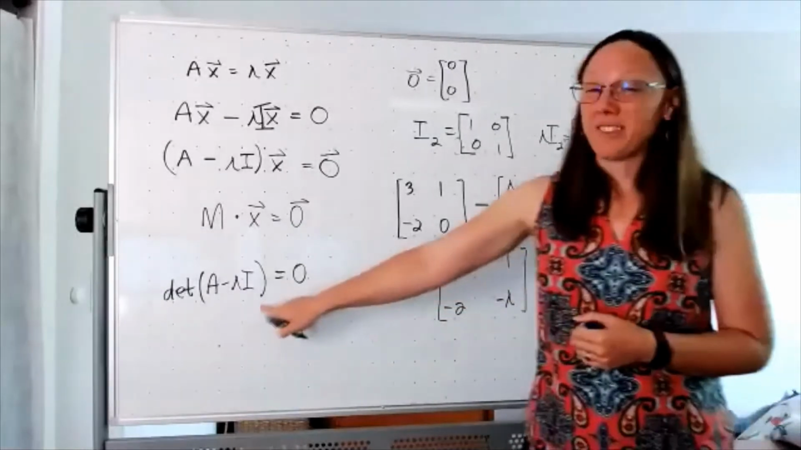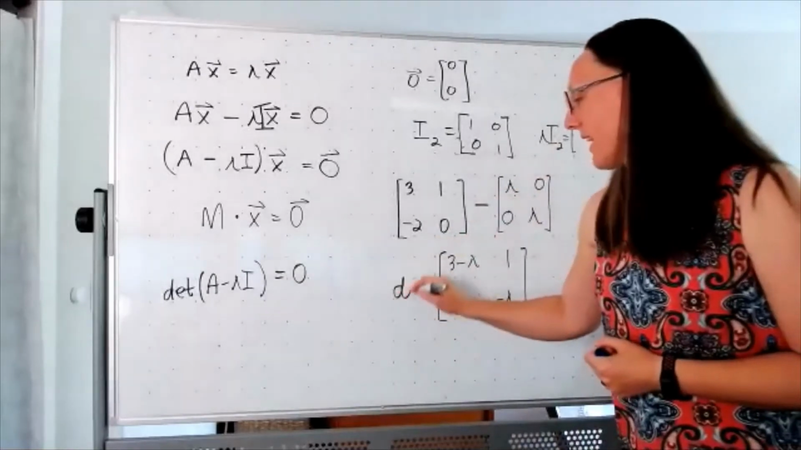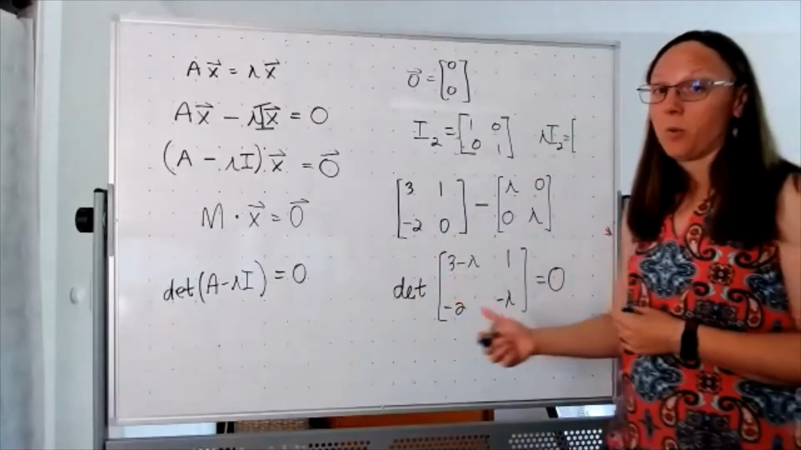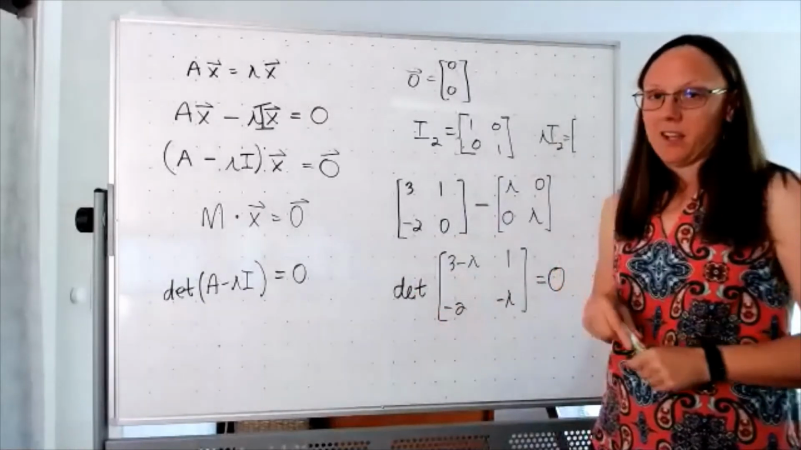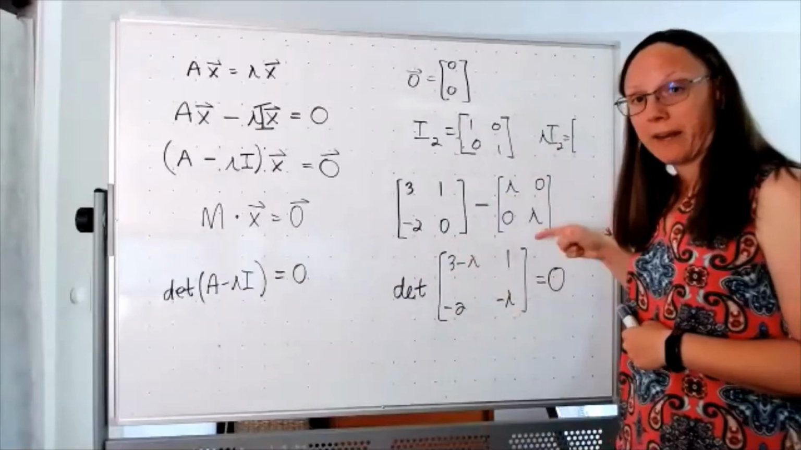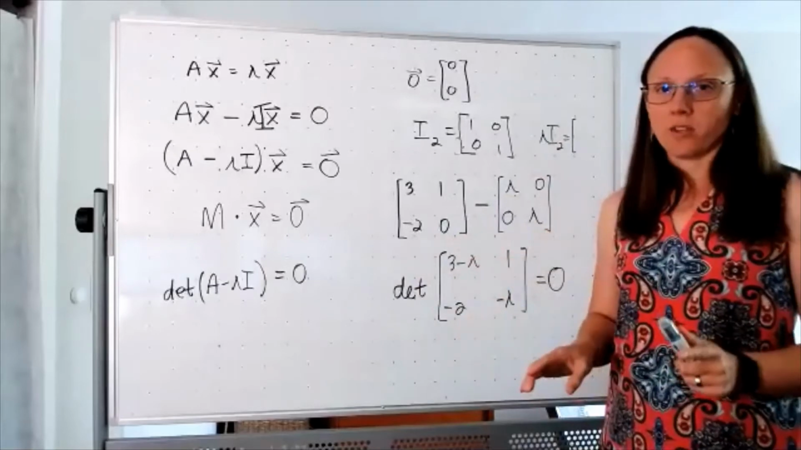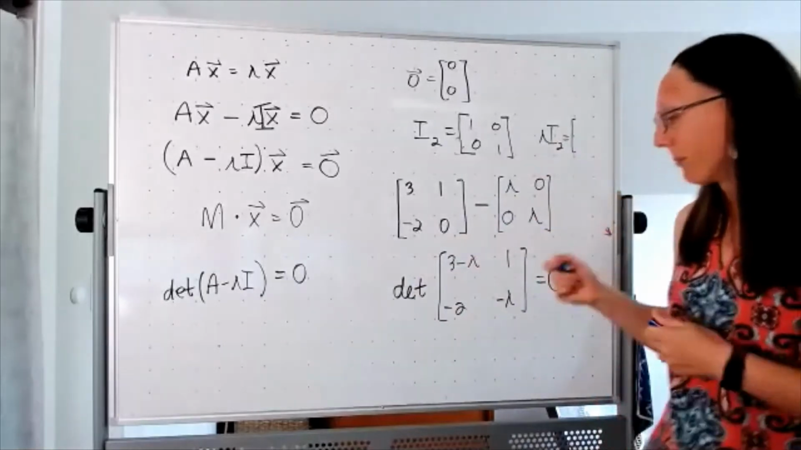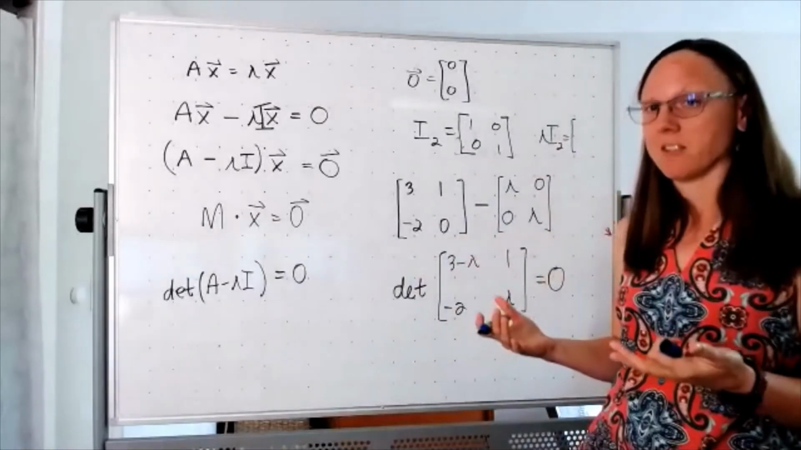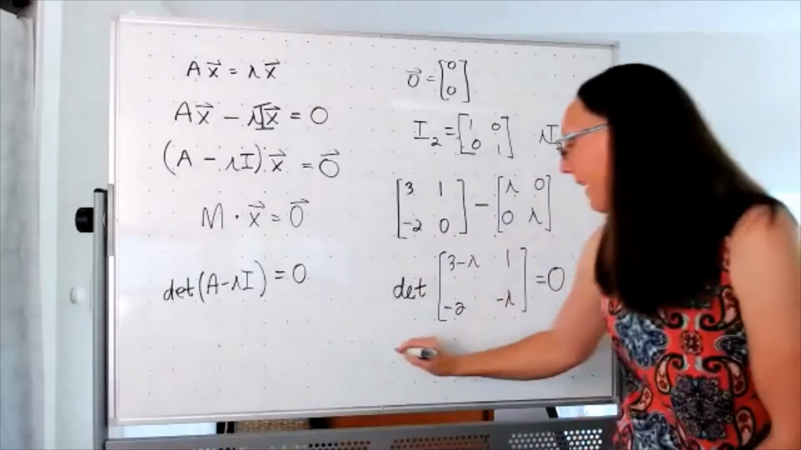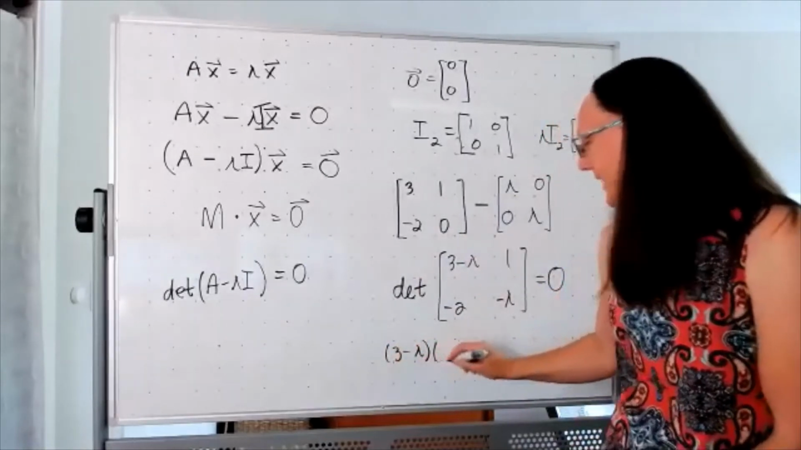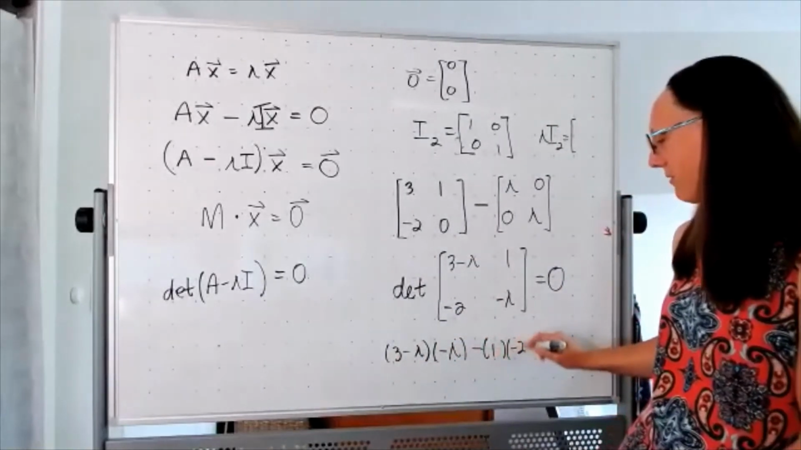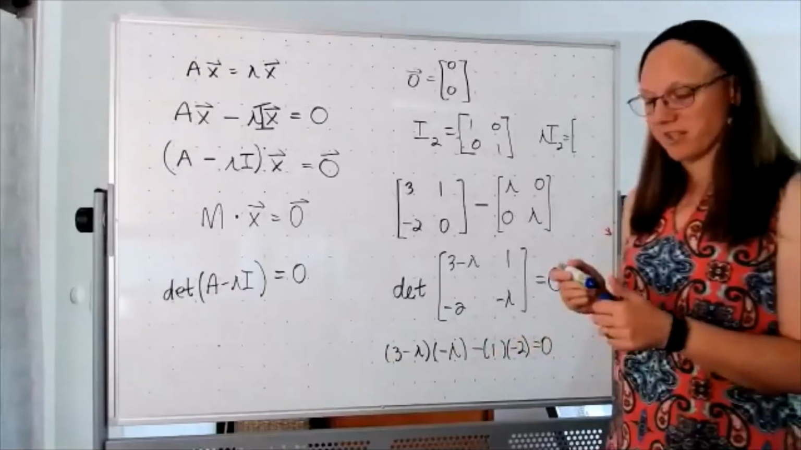And what this is asking us to do is to take the determinant of that and set it equal to 0. Yes, I always do the sound effect for the determinant. Very important. Not really, do it in your head on a test, but I think it makes determinants more fun. So I'm going to have 3 minus lambda times negative lambda, minus 1 times negative 2, and set that whole thing equal to 0.